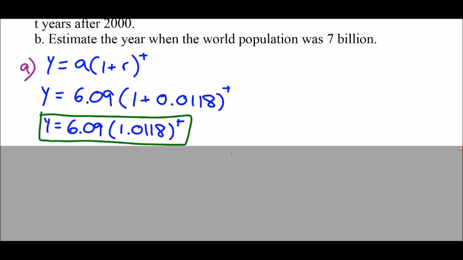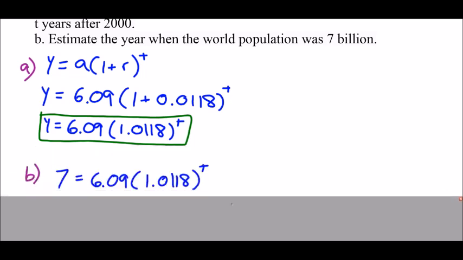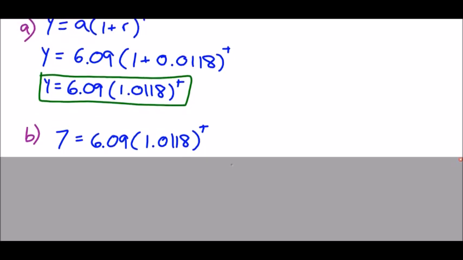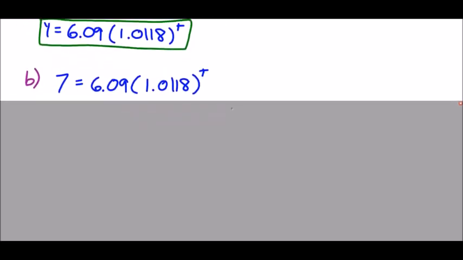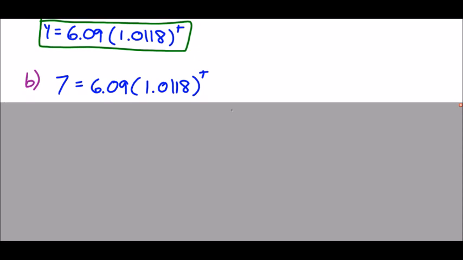And then we want to estimate the year when the world population was 7 billion. So we're going to set that equation equal to 7. And now we need to solve for our variable, which is in the exponent. So for this question, we can solve for that using logarithms. Now, there are actually two ways you can approach the logarithms with this.